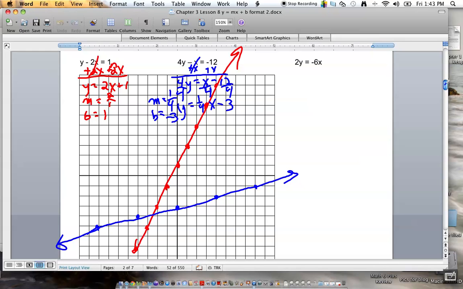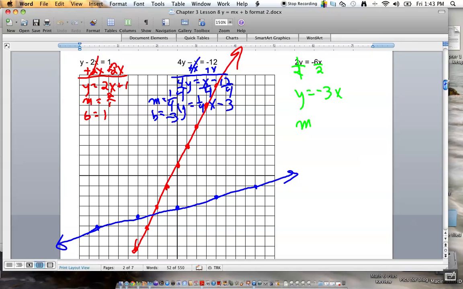Okay. Now, 2y equals negative 6x. What's the problem here? Well, y is not alone. That's always the problem. In this particular case, what specific thing is stopping the y from being alone? Hey, pay attention. The 2. 2 is being multiplied by y. What's the opposite of multiply by 2? Divide by 2. And I get y equals negative 3x.